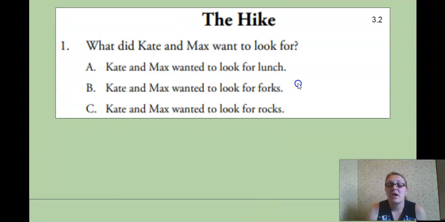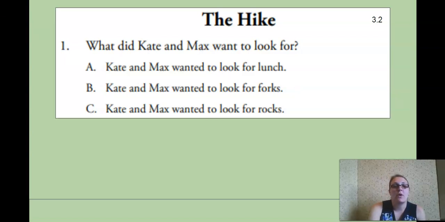All right, so in the hike, Max and Kate took their forks to go look for rocks, and they ended up finding a 3-foot bone. So they're going to get a hold of an expert and see what kind of bone it really is. I wonder what kind it might be. Make a prediction in your head, and when we read tomorrow, we'll find out what kind of bone they found.